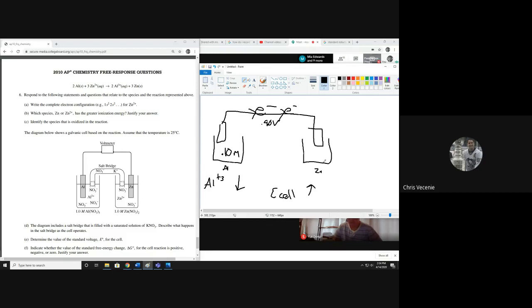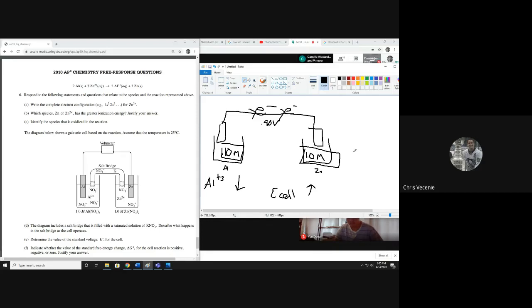The other thing you could do is you look at this. The Zn is 1 molar, and this guy's 0.1. Remember how concentration cells work. What's this guy going to do? It's going to gain. These guys try to become equal. So like in a concentration cell, these molarities try to equal out.